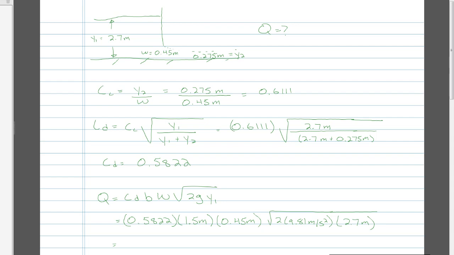Okay, so 0.5822, 1.5, 0.45, 2, 9.81, 2.7, square root, times, and the flow rate is 2.86 cubic meters per second. And so that's our final answer for this example. So the flow rate through the gate is 2.86 cubic meters per second.